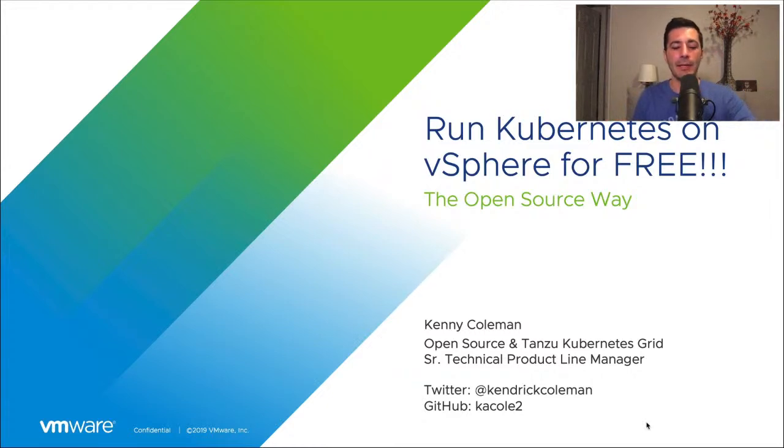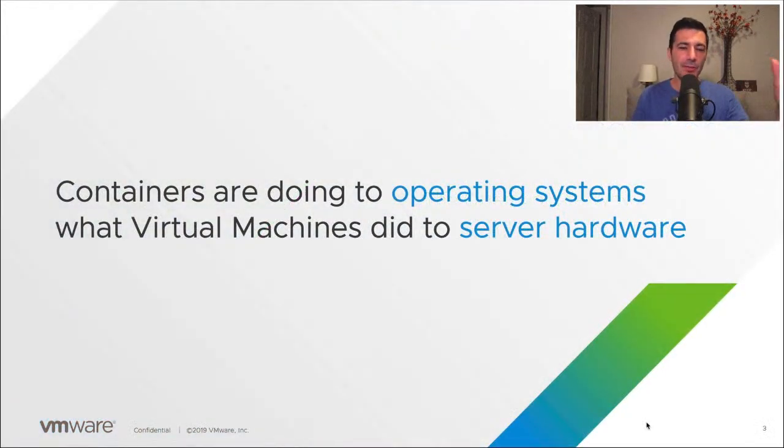All right, so as that's running, let's go ahead and talk about Kubernetes. We need to understand why we're here today, and that starts with containers, because containers are doing to operating systems what virtual machines originally did to server hardware by making some sort of ubiquitous abstracted layer. Virtual machines made us not really care about the underlying hardware, but instead we focused on our virtual machines and our applications.